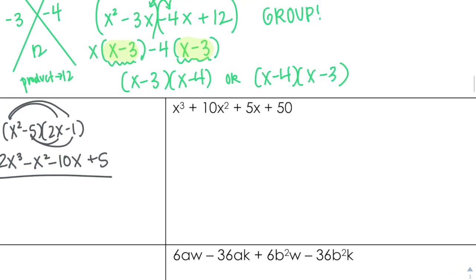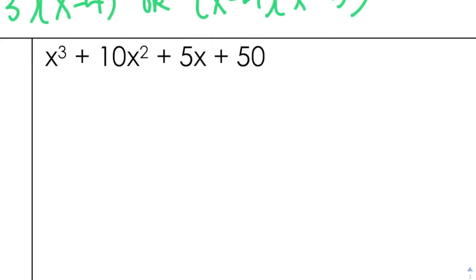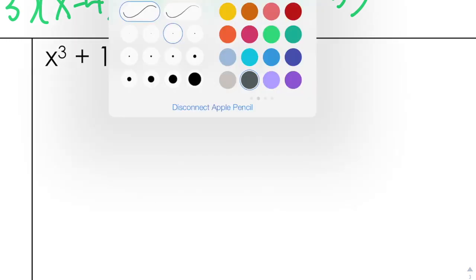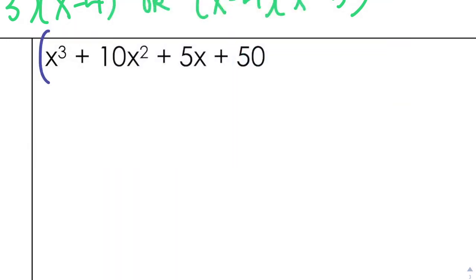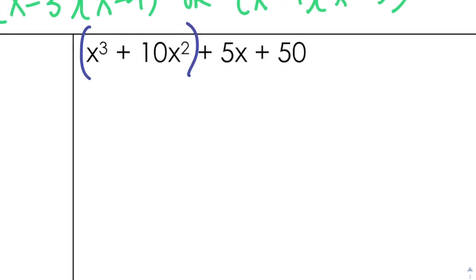Okay, take a look at the next one. Is it in standard form? Highest exponent decreasing? Yes. I have 4 terms, so I can split that in half. Go ahead and group it. What can you take out of the first half? X squared. What are you left with? X plus 10.